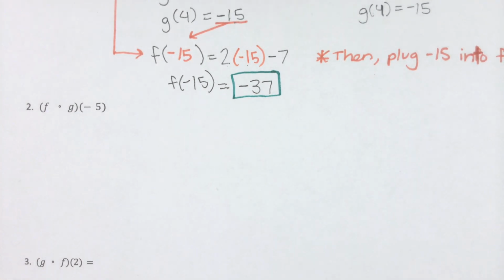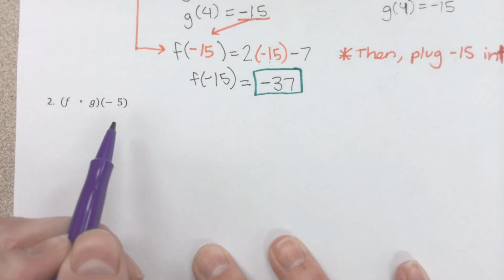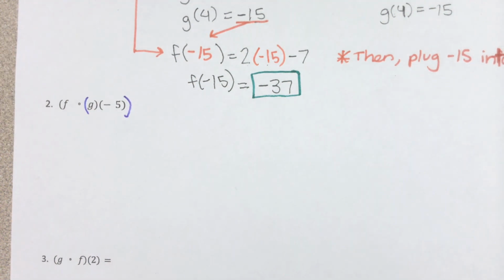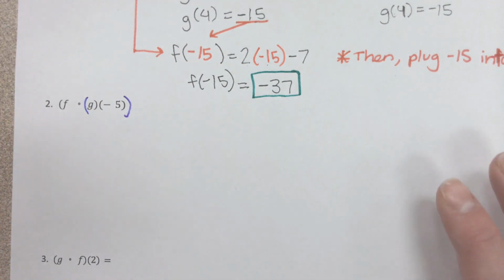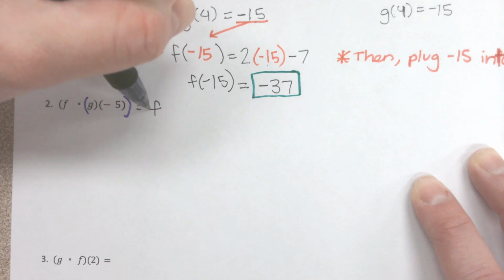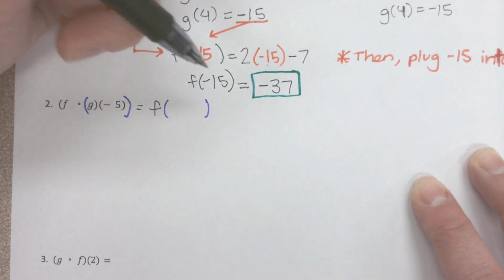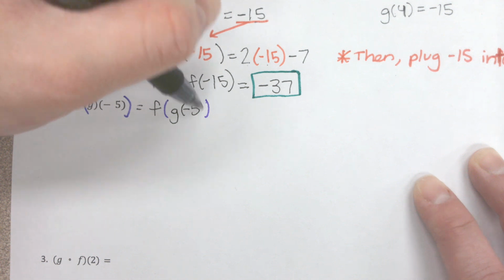For our second example, we have another f of g function, but we have a different number. So we're going to follow the same steps, but the numbers are going to look a little different. Starting off, let's put this in the other notation. So g is closer to negative 5. It's going to be grouped together in its own set of parentheses. F goes on the outside. G of negative 5 goes on the inside.